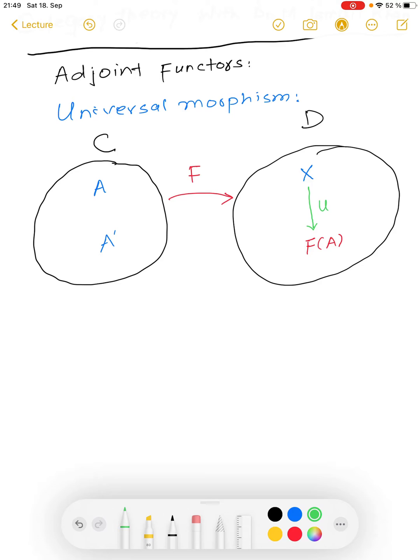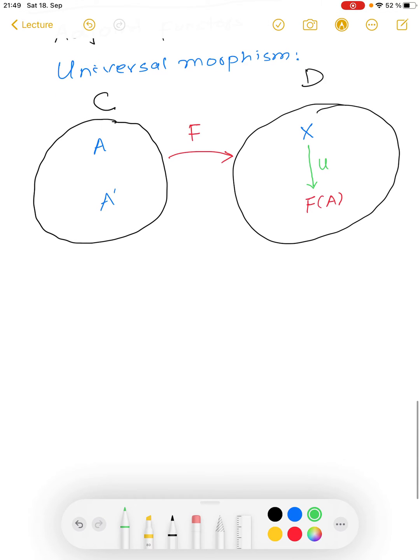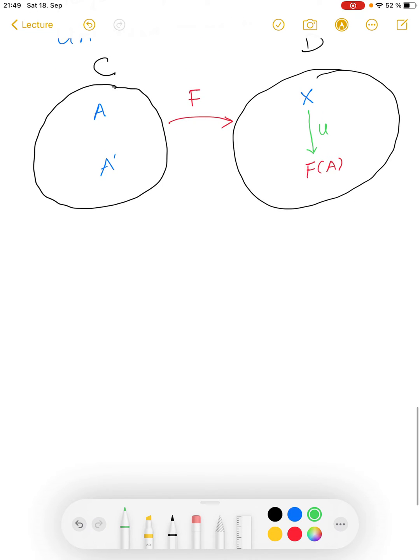Now when will this morphism be a universal morphism? That is the question. So the question is, when will this morphism become a universal morphism? So let me define a universal morphism and then check it diagrammatically. Let F be a functor from C to D.